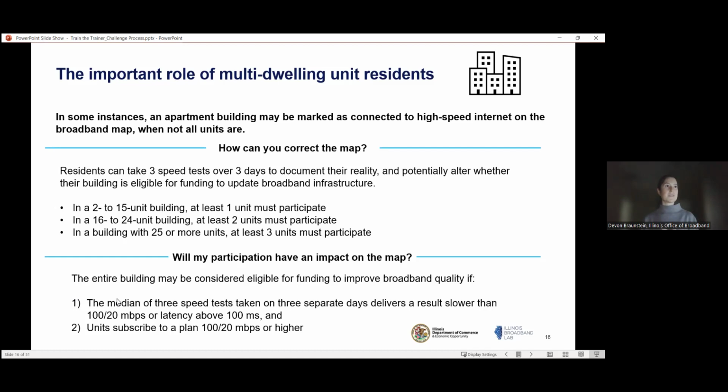So you take those 3 speed tests over 3 days, and if the median result that you get is a slower internet than 100/20 megabits per second, so your speeds are below 100 or your speeds are below 20 upload speeds, or your latency is above 100 milliseconds, and we know that you subscribe to a plan of 100/20 megabits per second or higher. This is likely the scenario that may trigger your building being changed in terms of its eligibility on the map.